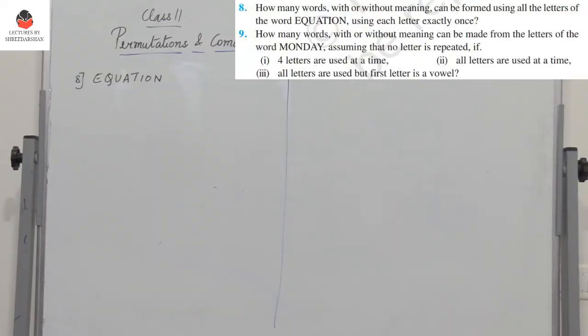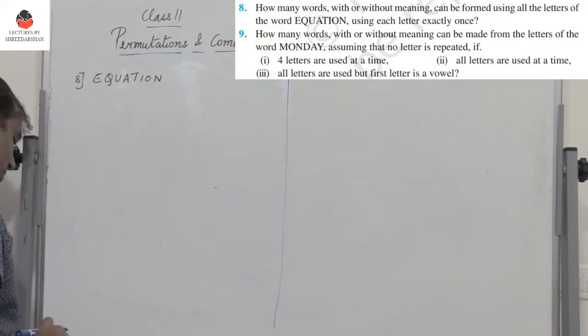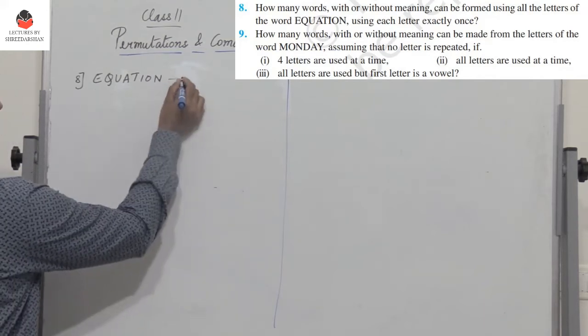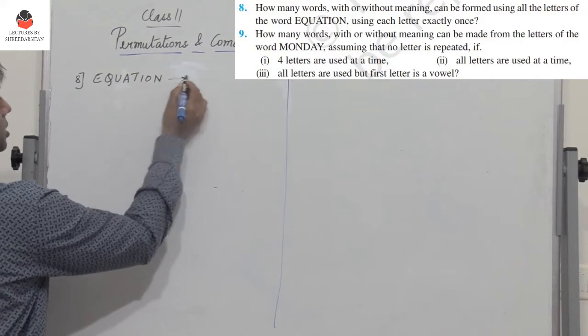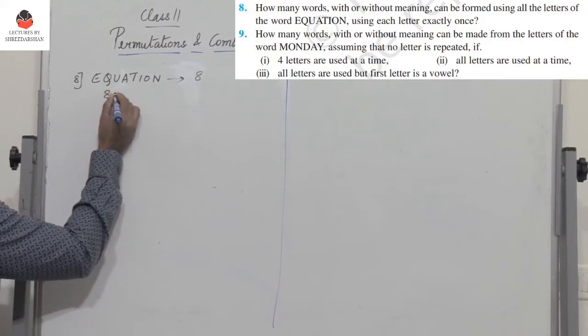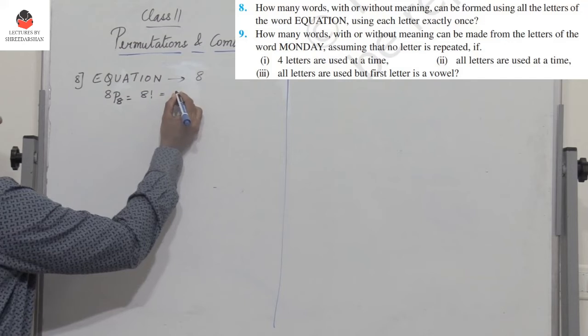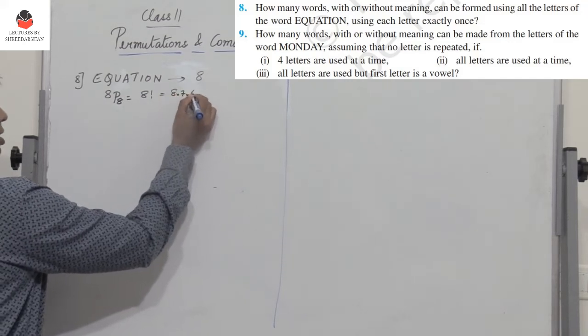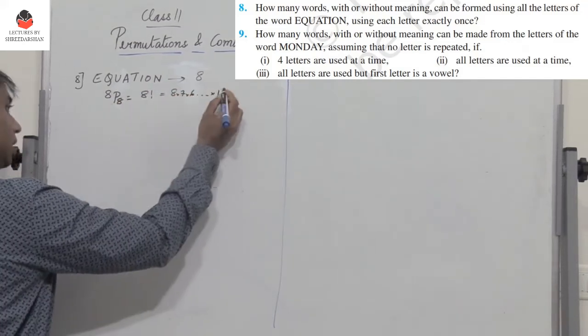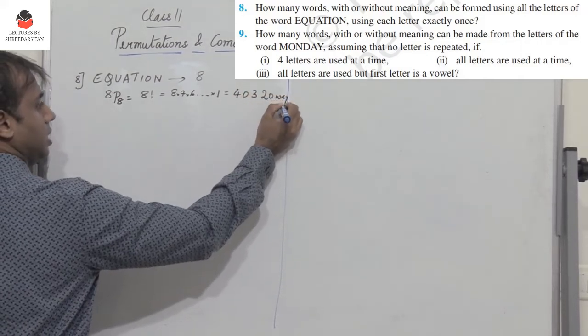Question 8. How many words with or without meaning can be formed using all the letters of the word EQUATION, using each letter exactly once? So how many letters are there? There are 1, 2, 3, 4, 5, 6, 7, 8. There are 8 letters, so the number of letters used to form the word is 8. So definitely I have 8P8, which is going to be 8 factorial, which is 8 into 7 into 6 and so on up to 1. So you get 40320 ways. A very simple problem.